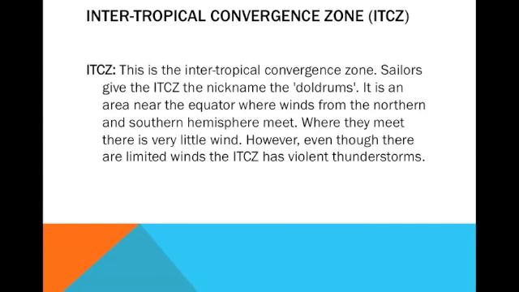So, the intertropical convergence zone. This is sometimes referred to as the ITCZ. So, it's an area near the equator where winds meet from the northern and southern hemisphere. Okay? So, where they meet, there is very little wind. However, even though there are limited winds, it does have violent thunderstorms on occasions.